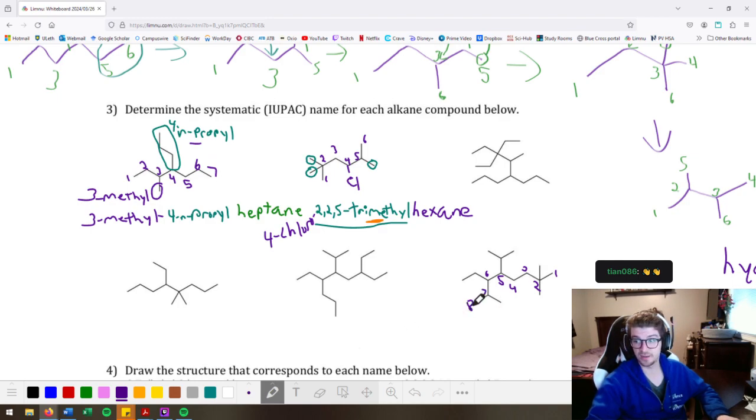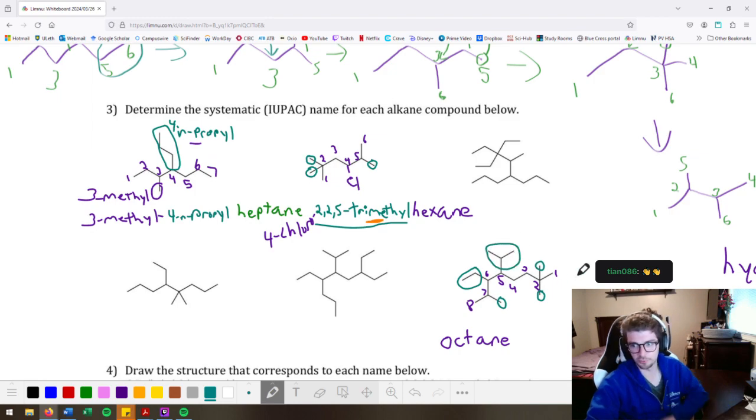Okay, so it is an 8-carbon chain primarily, so we start with oct. And these are all single bonds, it's fully saturated, so it is going to be an octane. Now, identifying substituents. We've got a methyl group, another methyl group, another methyl group, an ethyl group, and an isopropyl group.